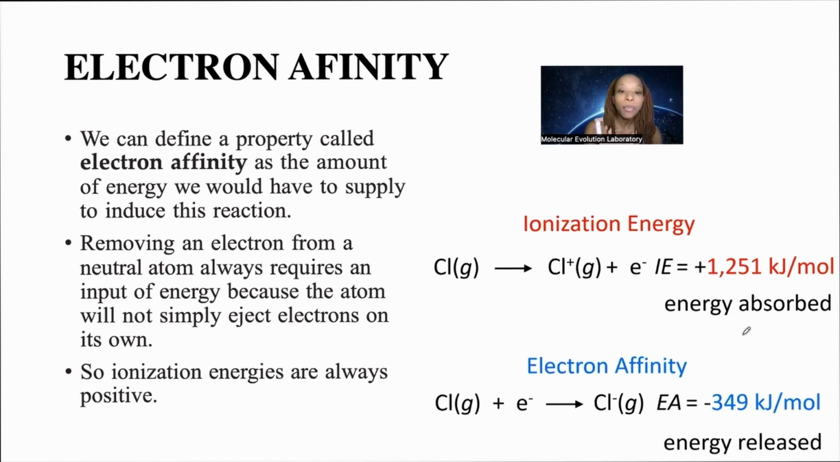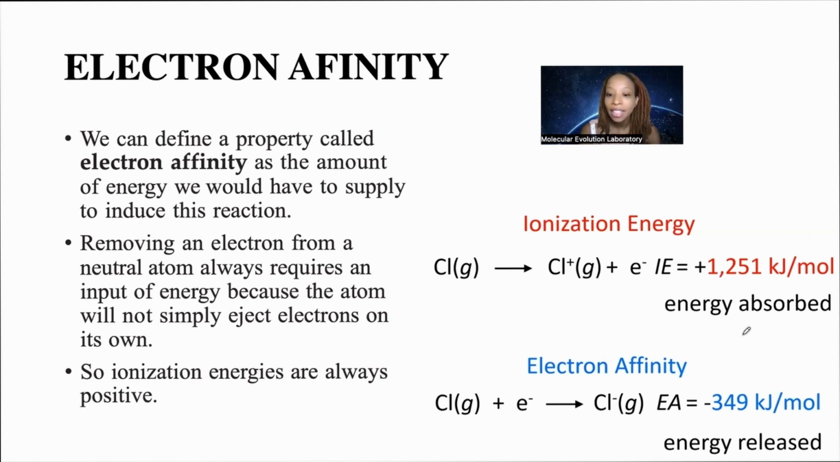We can define a property called electron affinity as the amount of energy we would have to supply to induce this reaction. So how much energy is required to make the atom become negatively charged? Removing an electron from a neutral atom always requires an input of energy because the atom will not simply eject an electron on its own. Ionization energies are always positive. So if you add an electron, it's reflected as negative. If you remove an electron, it's reflected as positive.